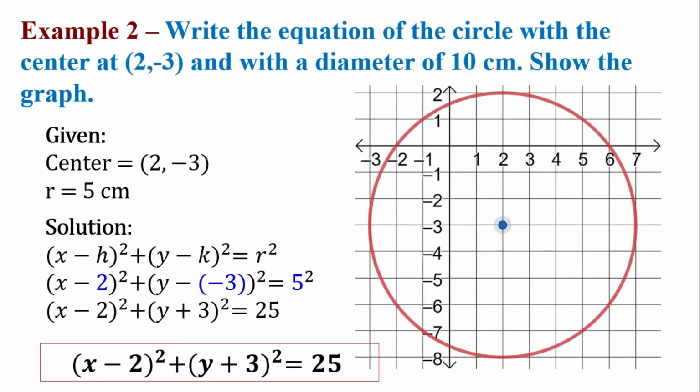Again, to graph it, just locate (2, -3), and that's your center. Then count 5 units: 1, 2, 3, 4, 5. That's a point on the circle. Then use your compass to draw the circle.